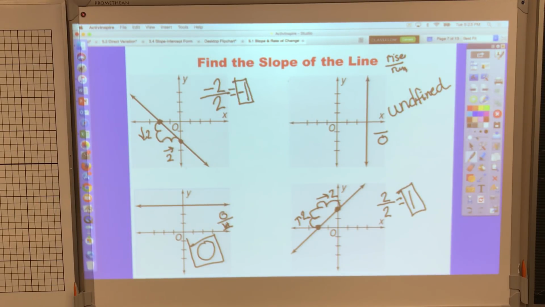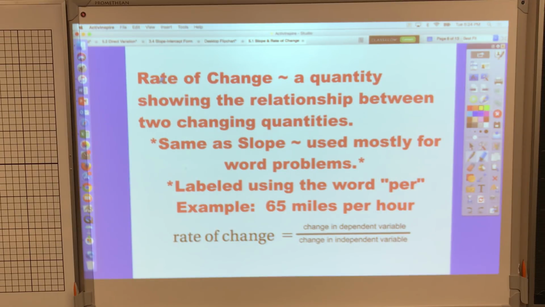Okay? So if we look at these lines, this one, as we move from left to right, is pointed down. So we know our answer should end up being negative. This one, as we look from left to right, is pointed up. So we see that our answer should be positive.